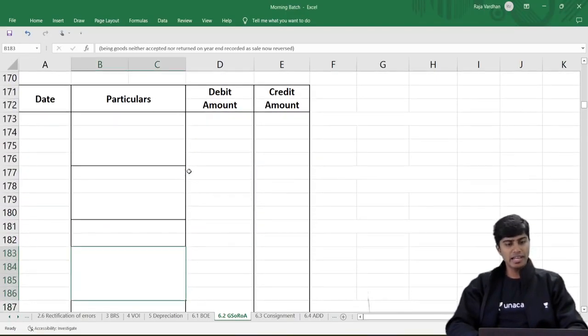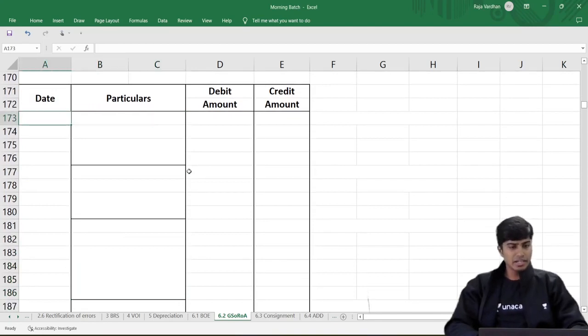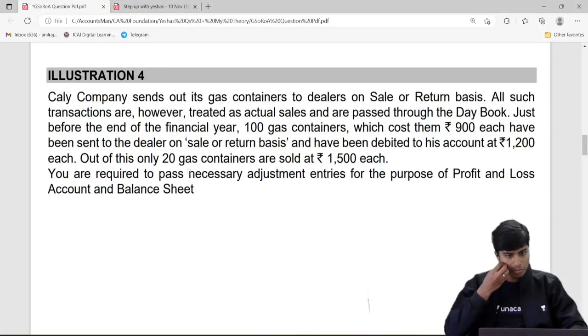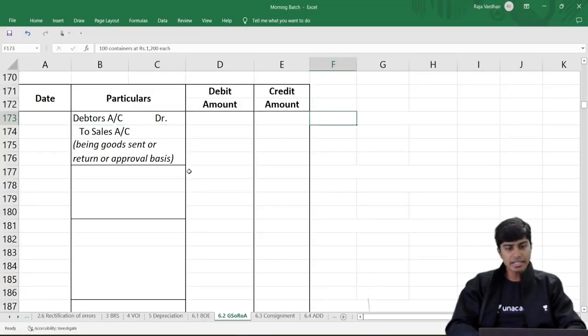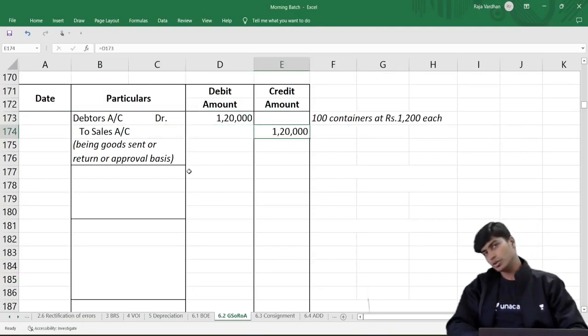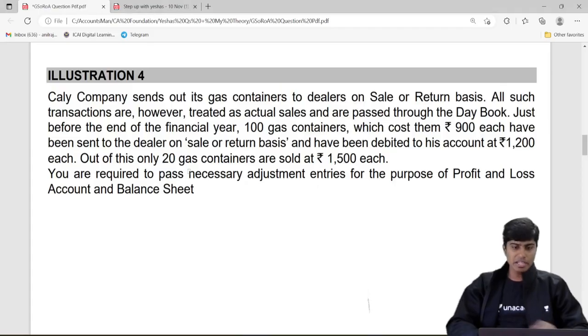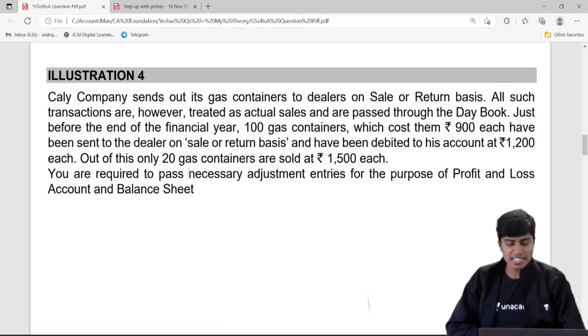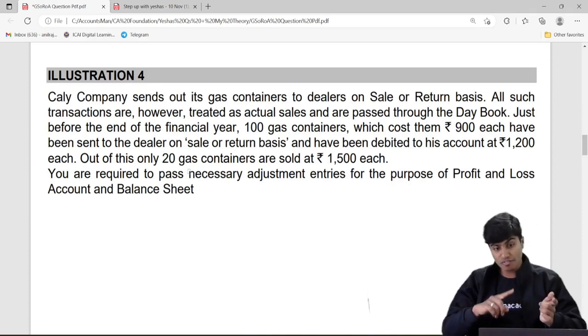In the books of Cali and Company, I will write the entry as debtors account debit to sales account being goods sent on return or approval 100 gas containers at rupees 1200 each 1,20,000. What's happening after this transaction? Out of this, only 20 gas containers are sold at 1500 each.